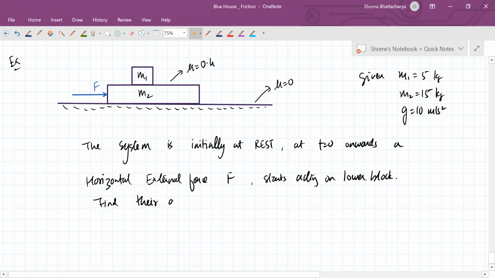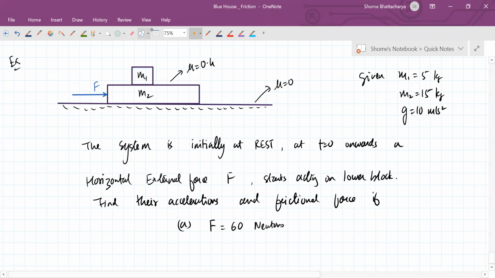Find their accelerations and the frictional force if F is equal to 60 newtons. In fact, let's take an even lesser value. Let's take F equal to 30 newtons. Second case, F equal to 75 newtons. Okay, so just take down the question and analyze the free body diagrams, then we'll discuss about this.